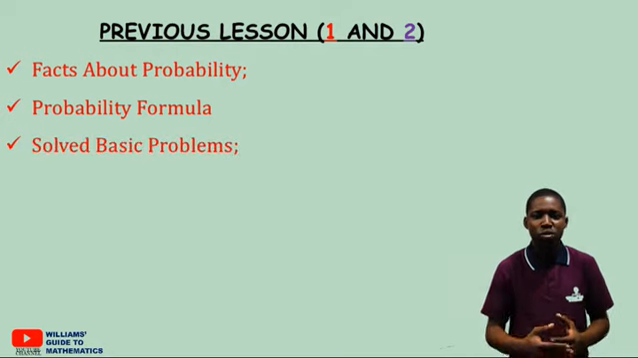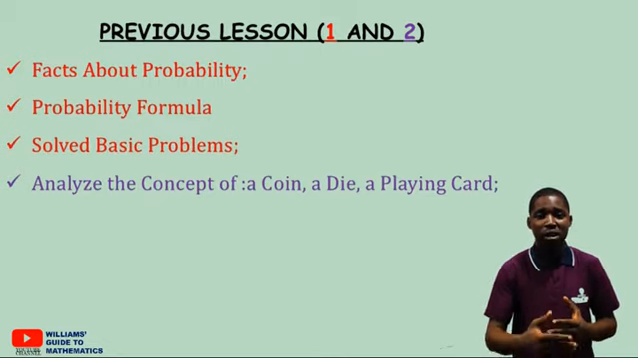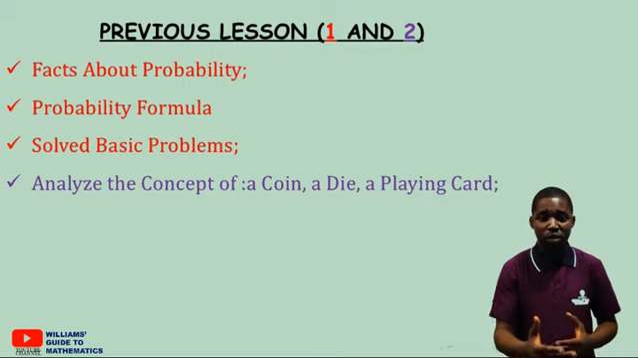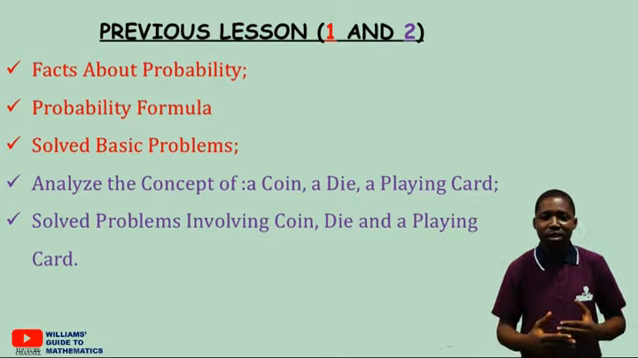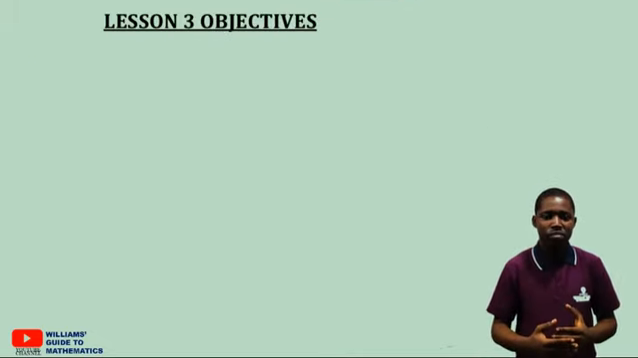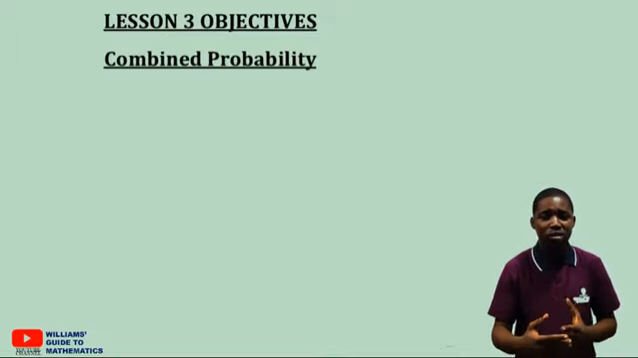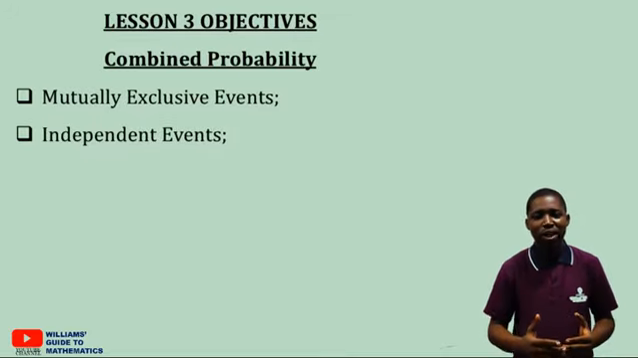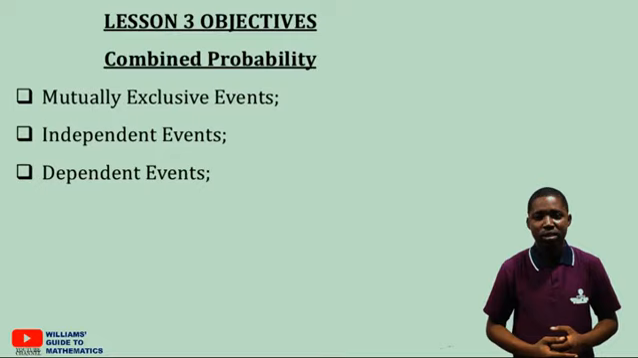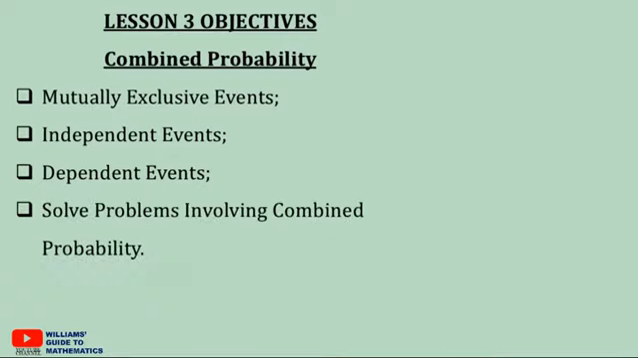In lesson 2, we analyzed the concept of a coin, the concept of a die, and the concept of a playing card. We of course solved some problems involving all these three concepts. Now in this lesson, we are taking a look at combined probability. Under combined probability, we can have what is called mutually exclusive events, independent events, and dependent events. We'll solve problems on all of this.